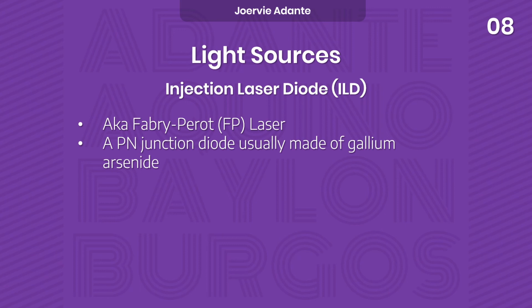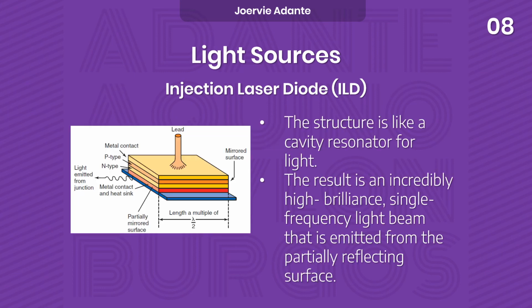surfaces. The distance between the reflecting surfaces has been carefully measured so that it is some multiple of a half wave at a light frequency. The bouncing back and forth of the light wave causes their intensity to reinforce and build up. The structure is like a cavity resonator for light. The result is an incredibly high brilliance, single frequency light beam that is emitted from the partially reflecting surface.